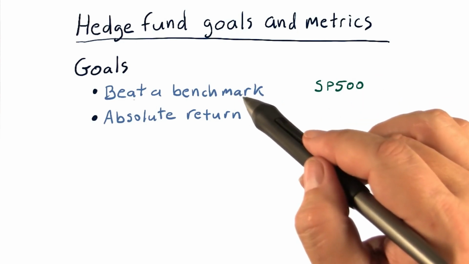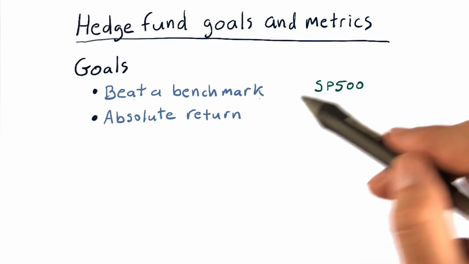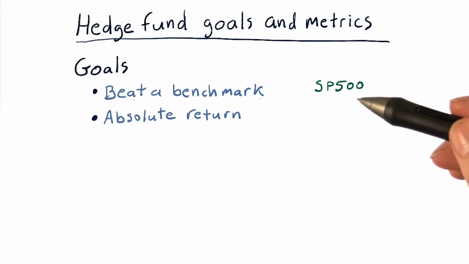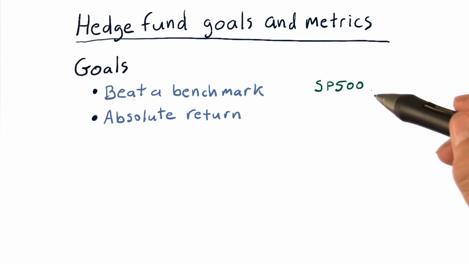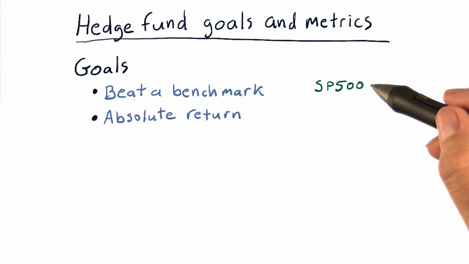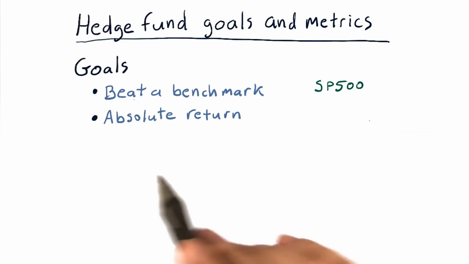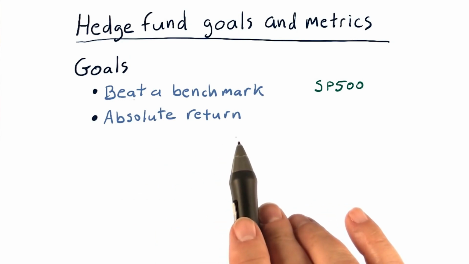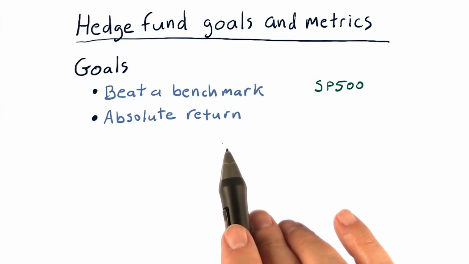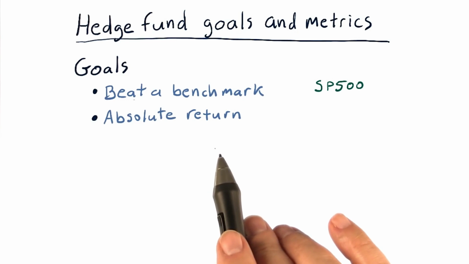So this kind of fund that is tagged against a benchmark can still meet performance goals if it goes down, so long as that index is going down more. That brings us to absolute return funds. Their goal is to provide positive return no matter what.